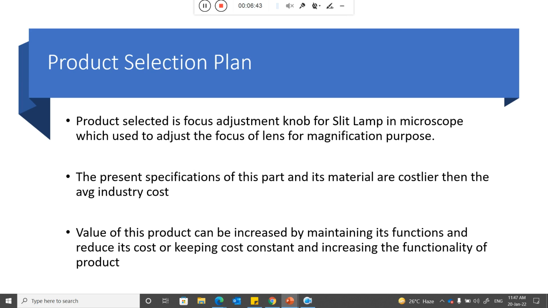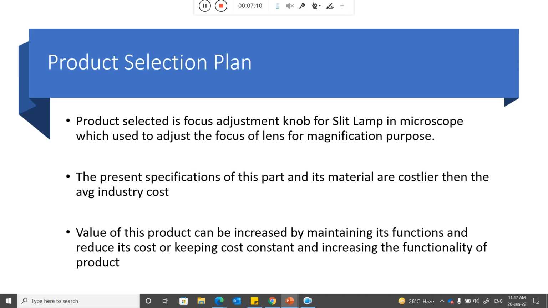The product selected is the focus adjustment knob for the slit lamp microscope, which is used to adjust the focus of the lens for magnification purpose. So here we actually focus on the adjustment knob. That is the one part. The present specification of this part and its material are costlier than the average industry cost.